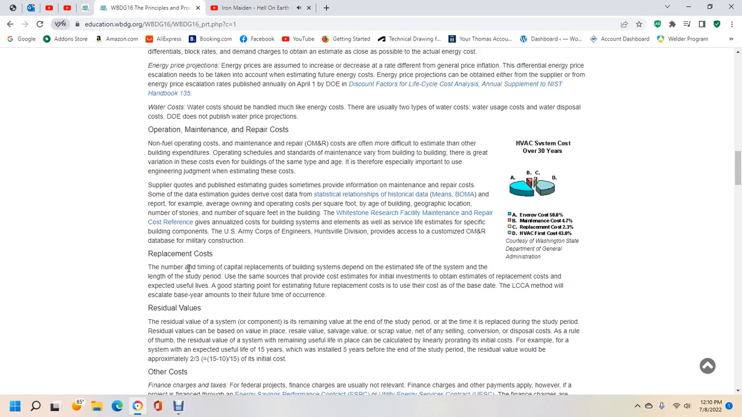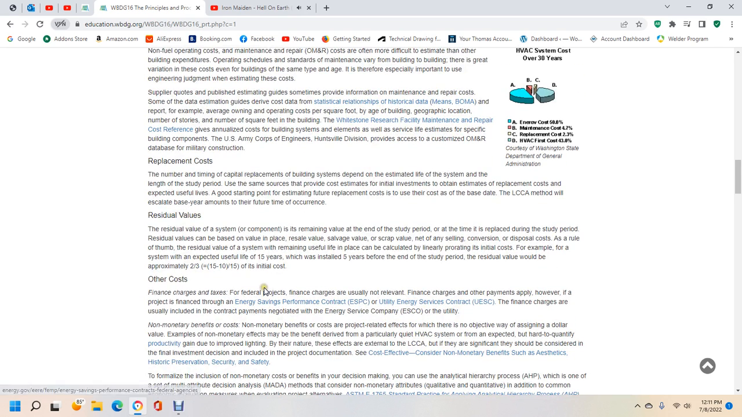Replacement costs. The number, timing, and capital cost of building system replacements depend on the estimated life and the length of the study period. Use the same sources for estimates as for the initial estimate. Obtain estimates of the replacement cost and expected useful lives. A good starting point is estimating future replacement costs in terms of the cost at the base date. The life cycle cost analysis method will escalate base year amounts to their future time of occurrence.